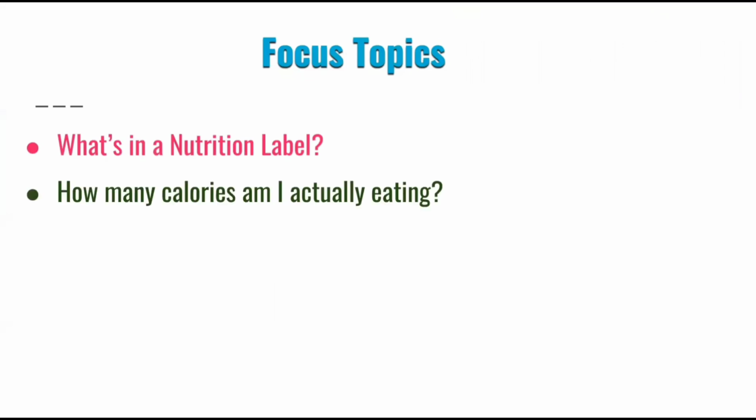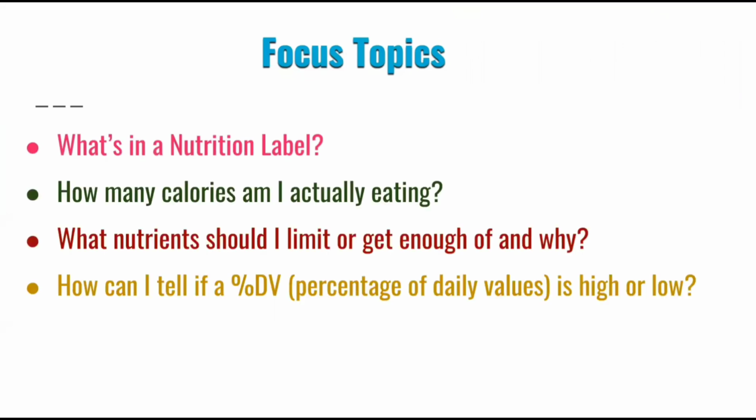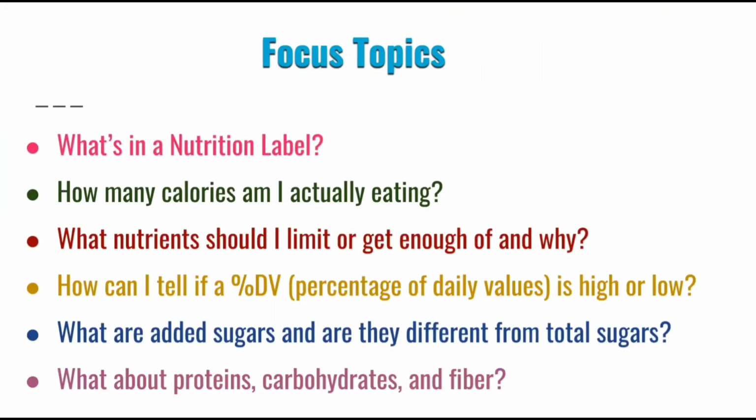Here are some key questions that we will discuss in this segment. How many calories am I actually eating? Is that number low, medium, or high? What nutrients should I limit or get enough of, and why? What is the footnote and ingredients list, and why do they matter? How can I tell if the percentage of daily values is high or low? What about proteins, carbohydrates, and fiber? These questions represent the framework for our skill-building approach to label reading.